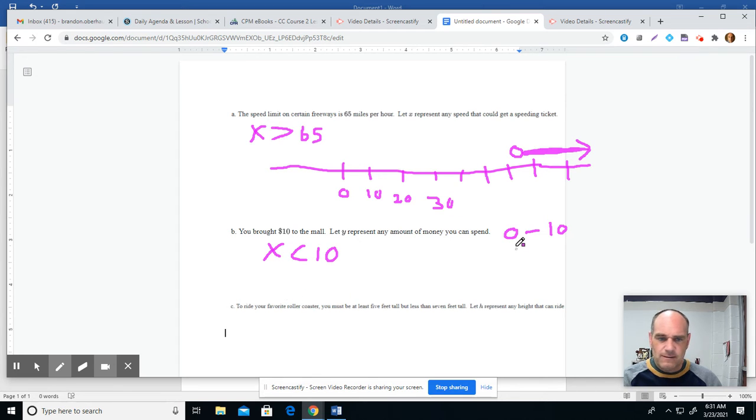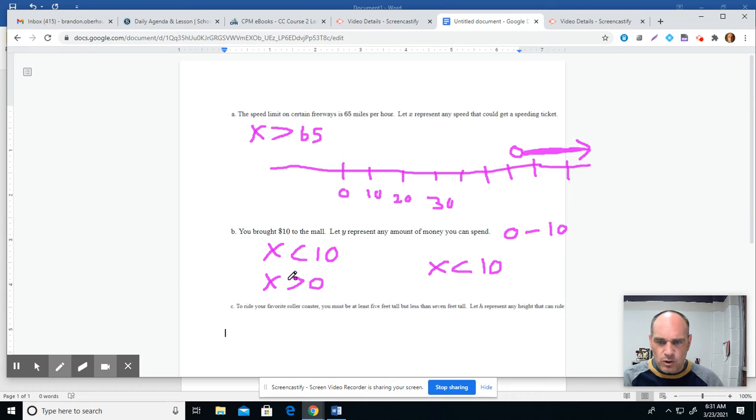Now think about this. I can't do negative money. So I'm also going to say X is greater than 0. That gives me all the money that's bigger than 0 but less than 10. But I'm going to write this as one symbol. It's going to look really kind of weird. I'm going to do this part, which is there, and then I'm also going to put this on here.